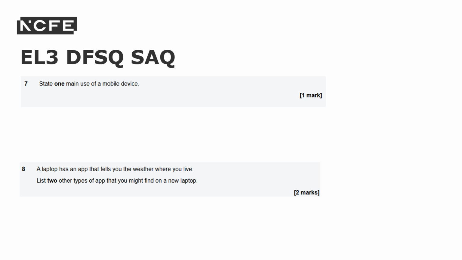So the Entry Level 3 Digital Functional Skills Qualification has short answer questions. As you can see on the screen, there are 2 questions here. The first one, state one main use of a mobile device. And the second, a laptop has an app that tells you the weather where you live. List 2 other types of app that you might find on a new laptop. I'll give you a few moments to have a think about those 2 questions, and I'll now share the answers with you from the mark scheme.